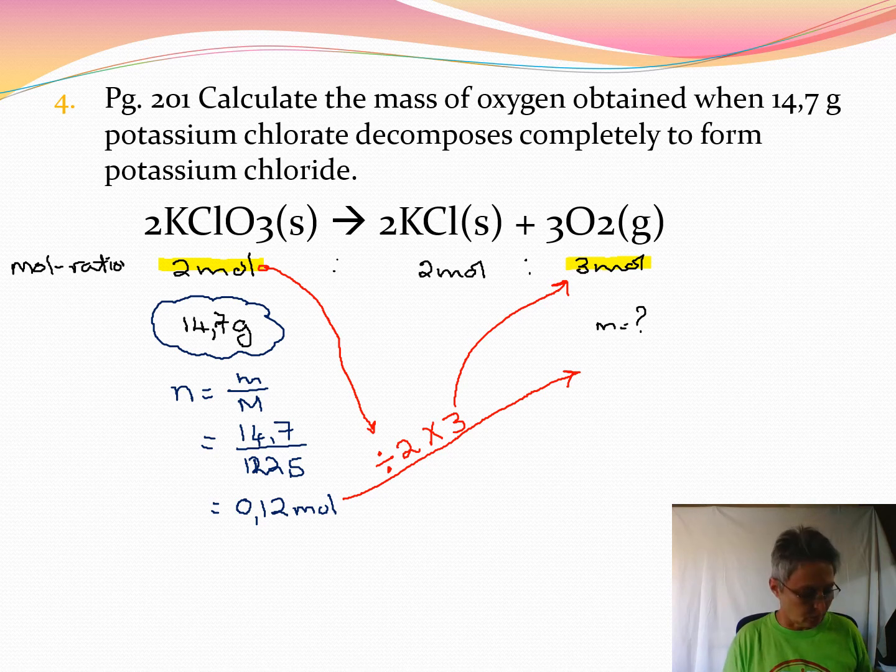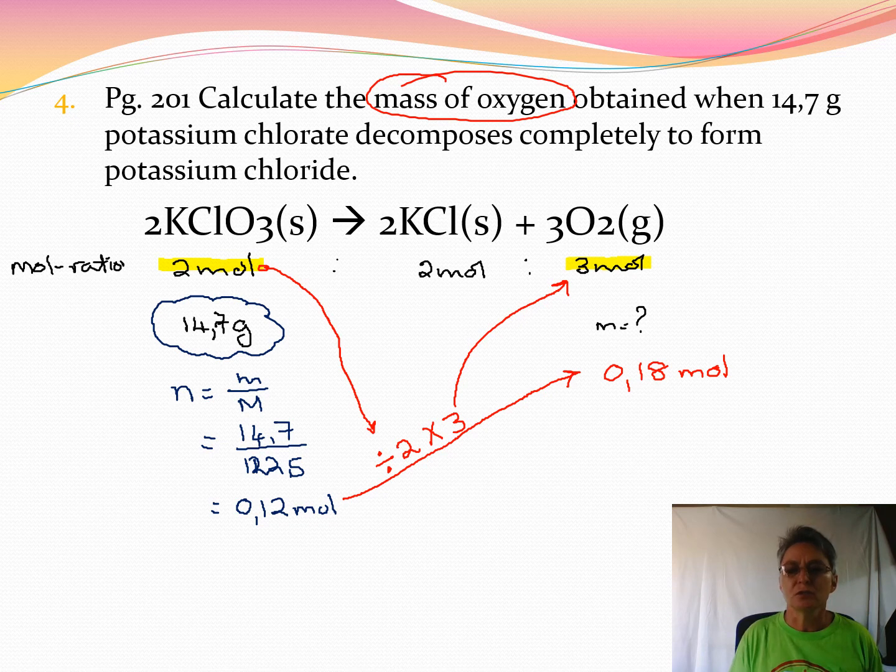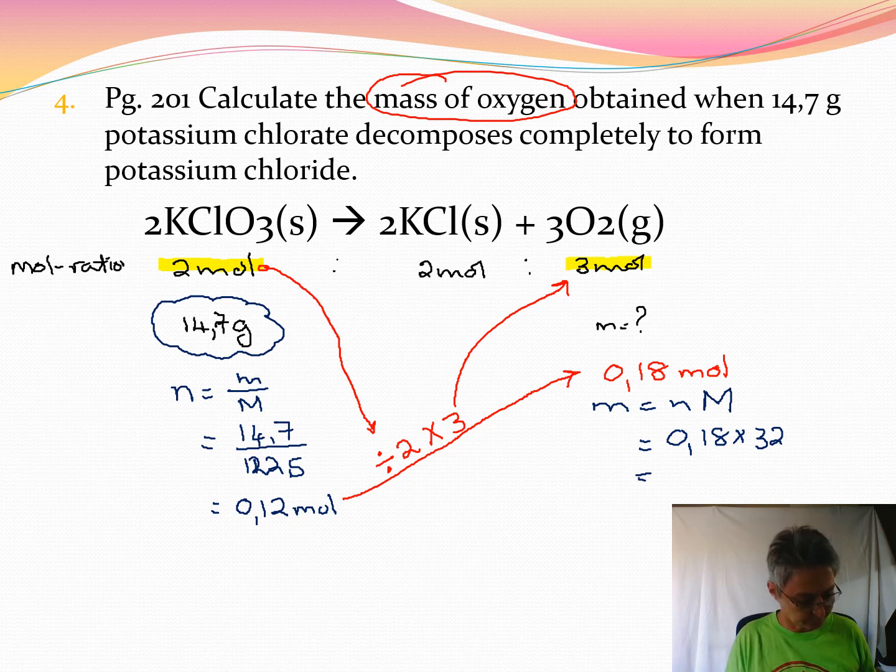So 0.12 times 3 divided by 2 will give you 0.18 mole. Now they've asked us to calculate the mass of oxygen. So to change the moles to mass, I need mass equals moles times molar mass. So it's 0.18 times 32 for oxygen, which gives us 5.76 grams.